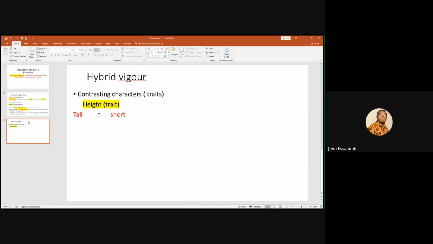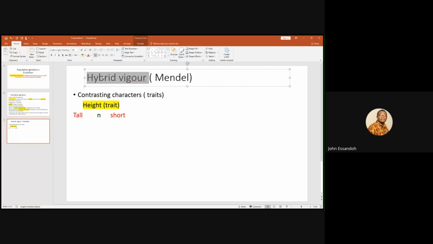So this hybrid vigor, which had become popular in Europe in the 19th century, Mendel came on board to investigate. But before his experiment, there was a theory in existence, and that theory is called blending inheritance. So Mendel, from the word go, is going to study hybrids.